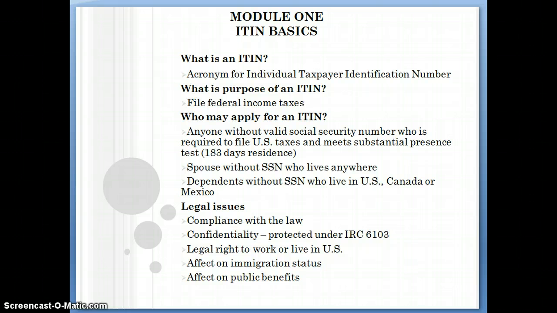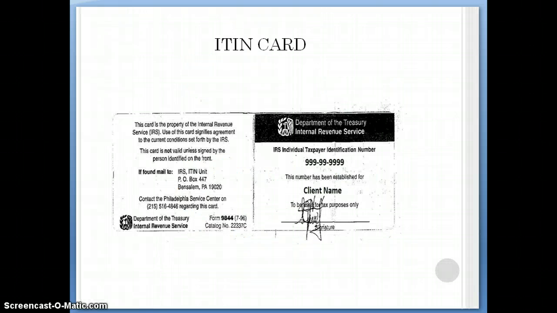ITINs have been around since the 1980s, so you may see various forms in the tax centers. When the IRS first started the ITIN program, it issued ITINs on cards, very similar to Social Security cards. And this is an example of one that you might see. Obviously, it's not going to have all 9s on it, but that is the format of an ITIN. And you may very well see one of these in the tax center. If you're helping a client who's had her ITIN for a long time, more than likely she's going to have an ITIN card.